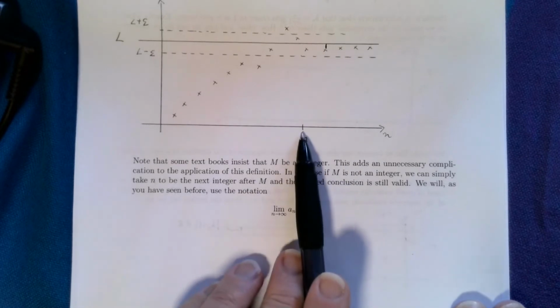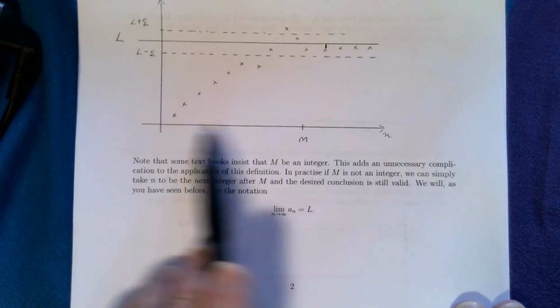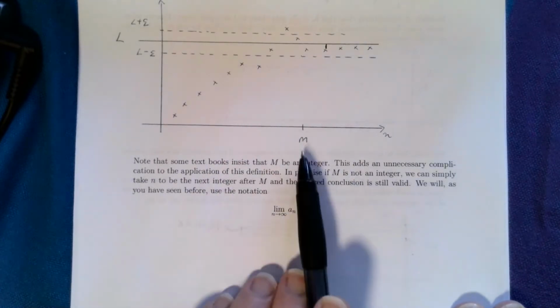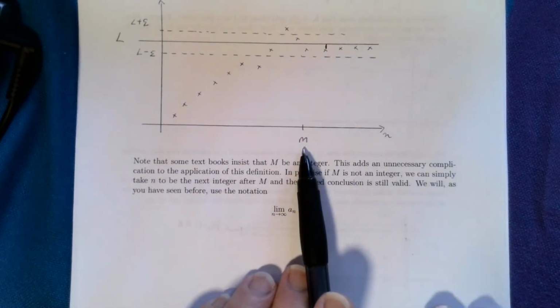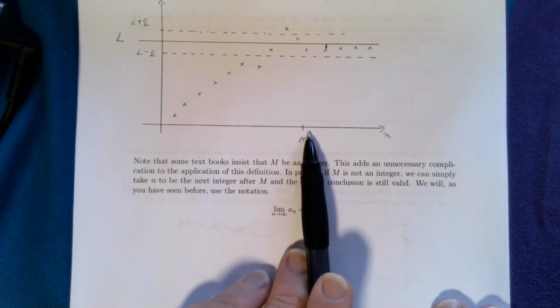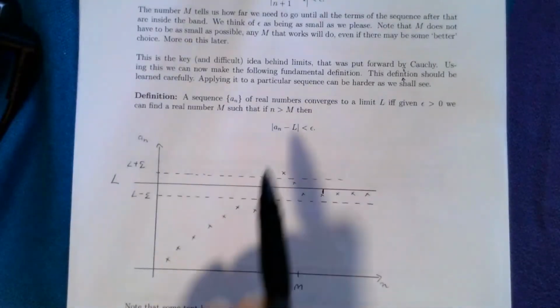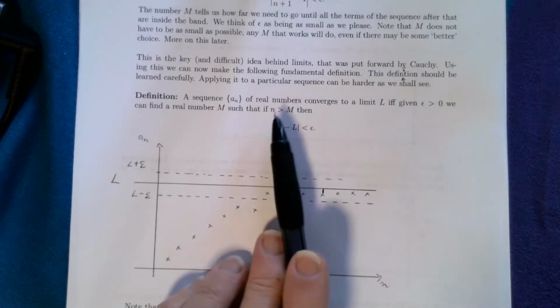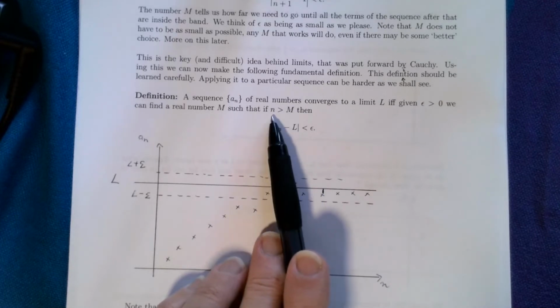These n's here have to be whole numbers, of course. This is 1, 2, 3 as I move through the sequence. If M happens not to be a whole number, well, that's okay. I just go to the next whole number bigger than that. Because after all, the definition said n bigger than M. So if M is 3.5, then I'd take n to be 4 or bigger.